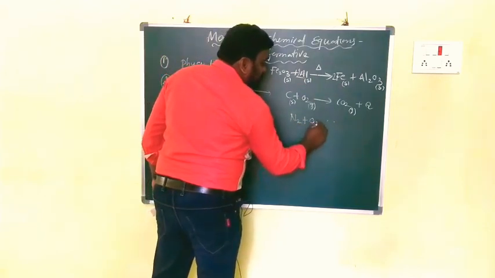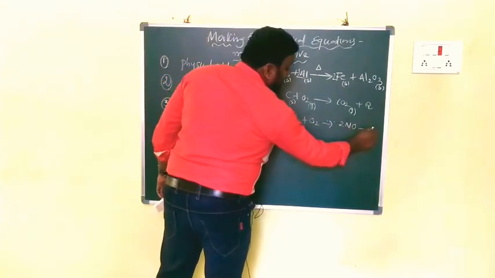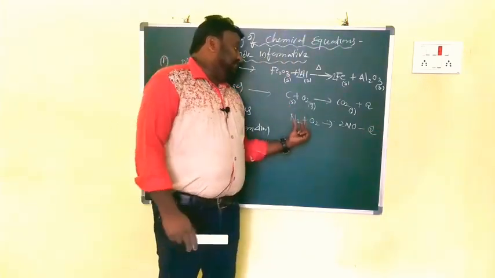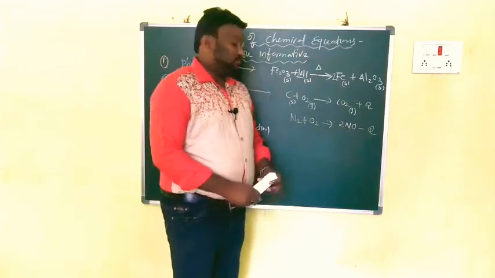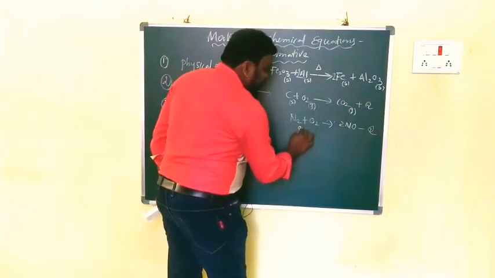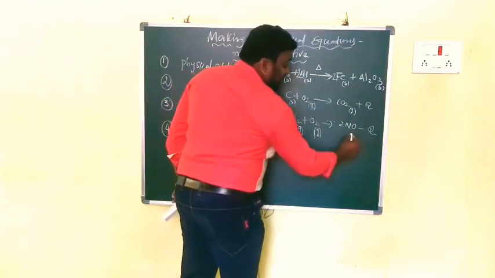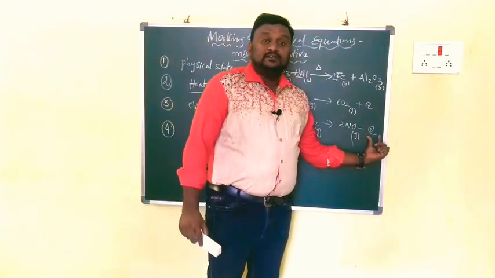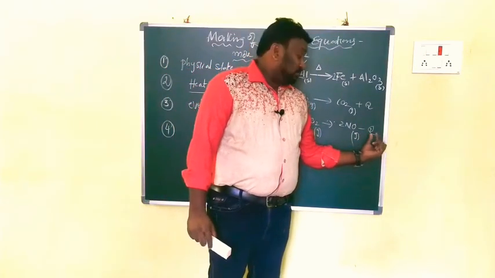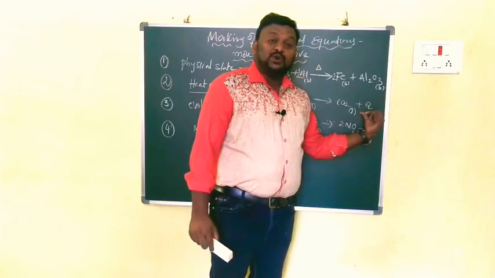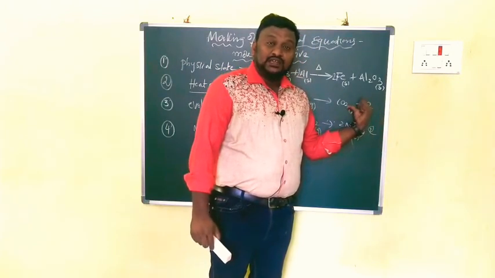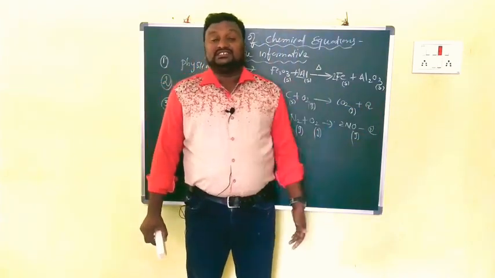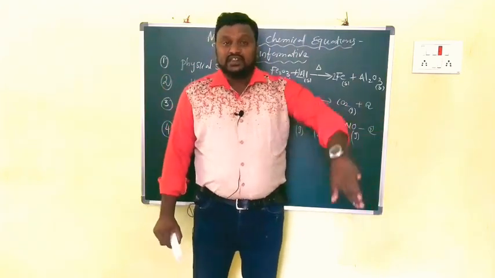N2 plus O2 gives rise to NO minus Q. N2 means nitrogen gas, oxygen gas, and this is also a gas, nitric oxide. So here again, minus Q. Plus Q means in addition to the product we are getting some more additional heat energy. That's why it is an exothermic reaction.